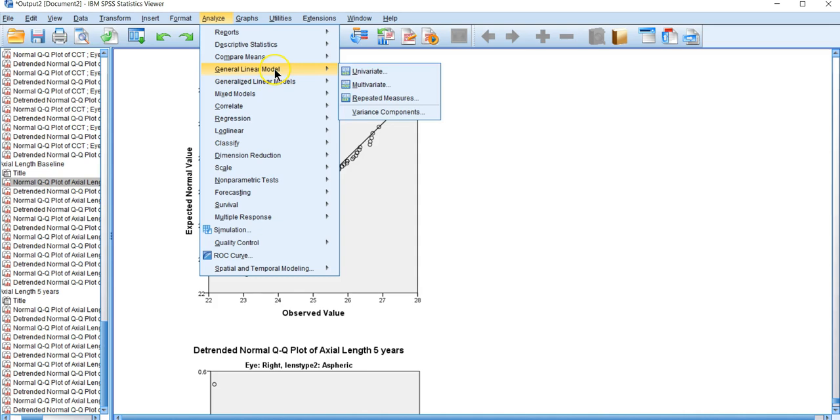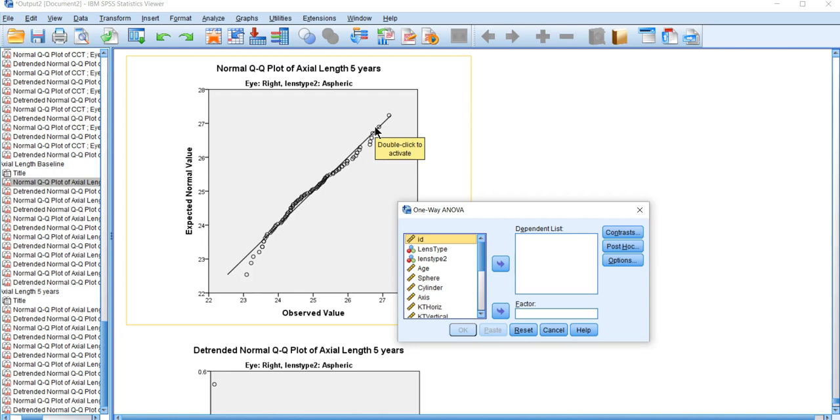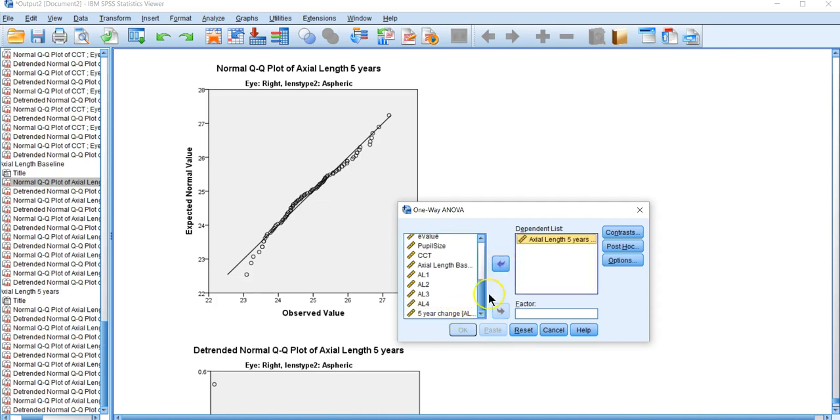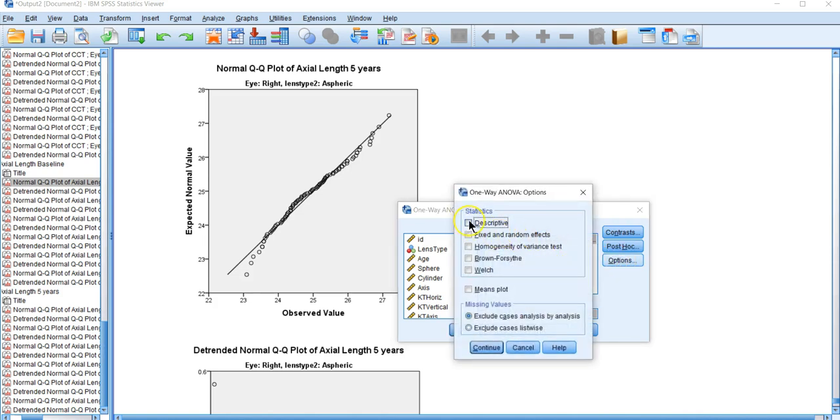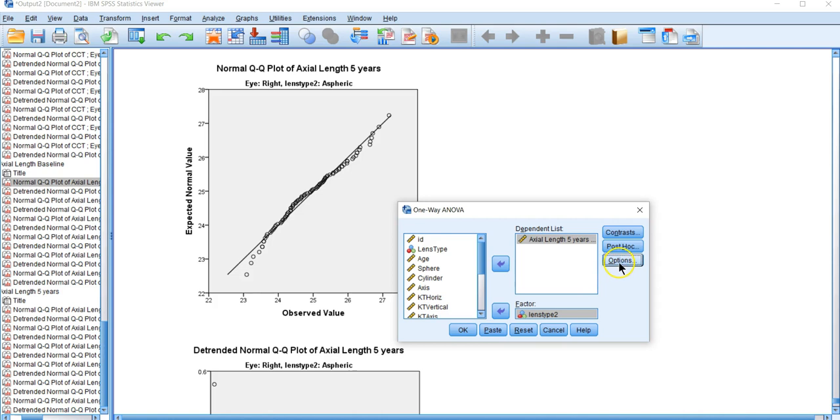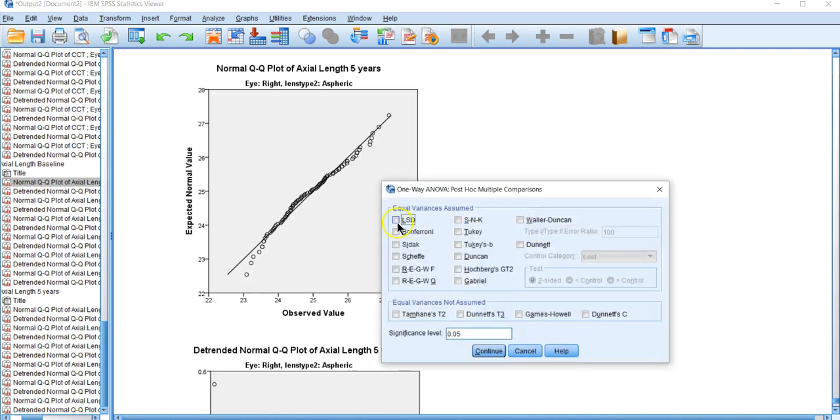Now let's go to how we would do this. We're going to go to compare means, a one-way ANOVA. And there's a couple ways we can do this test. This is one of them. We're going to look at axial length at 5 years. We're going to look at the 3 lens types. We're going to look at our descriptive statistics, homogeneity of variance test, and these 2 tests that we'll talk about later. And we'll also do post hoc tests.